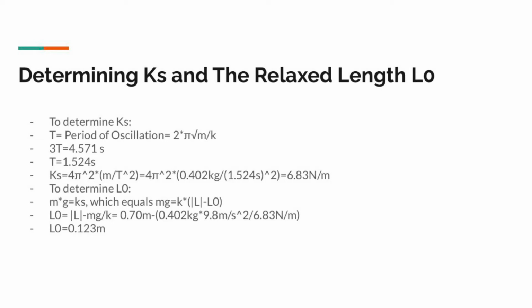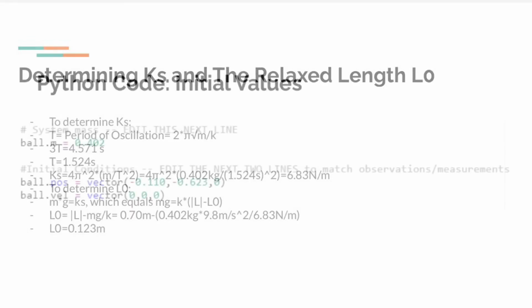Secondly, to determine the relaxed length, I set the force of gravity equal to the force of the spring, then rearranged the equation to solve for L0, using the spring constant and time previously determined, to solve for the relaxed length, which is 0.123 meters.